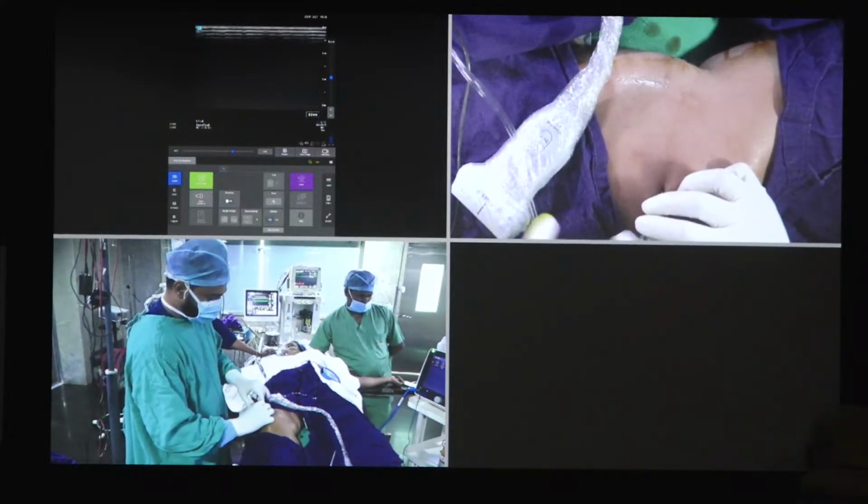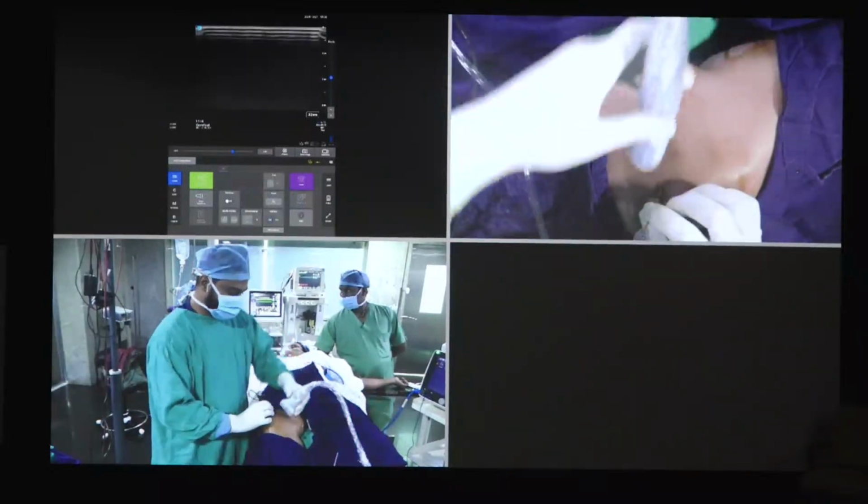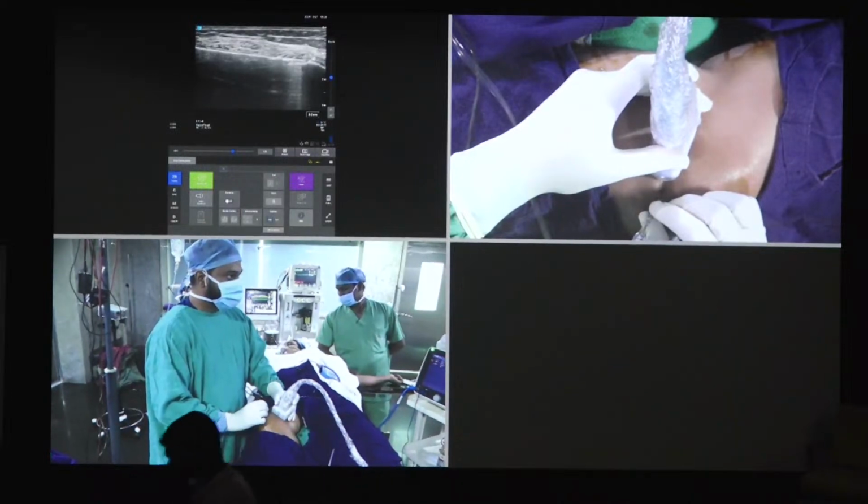Have you sedated the patient? She looks very quiet. Yeah, we have given mild sedation.